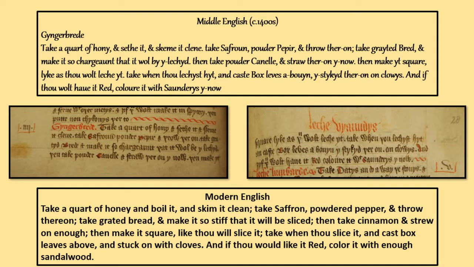But pretty much we have followed the directions where we took our honey and we boiled it, and we've added our spices and our breadcrumbs so that it became a dough. And then we rolled it out, and we have not sliced ours yet, but I showed you our finished product. And then you can decorate it. And you can even see there where it asks you to decorate it with that red sandalwood food coloring.